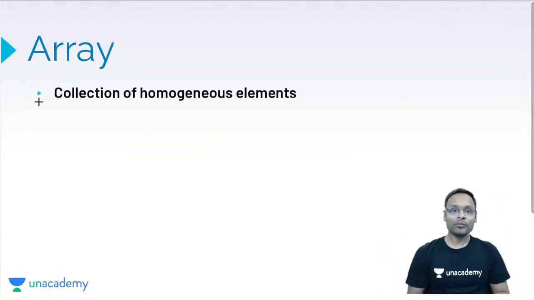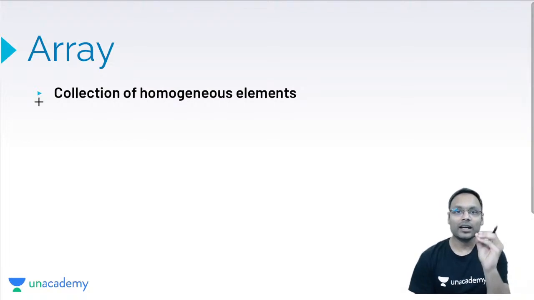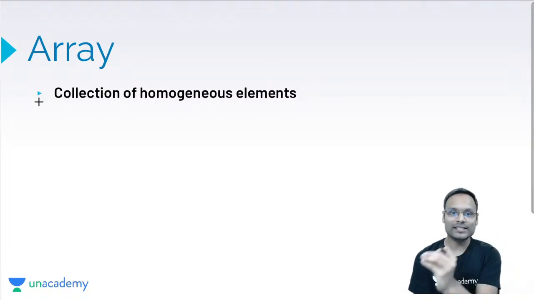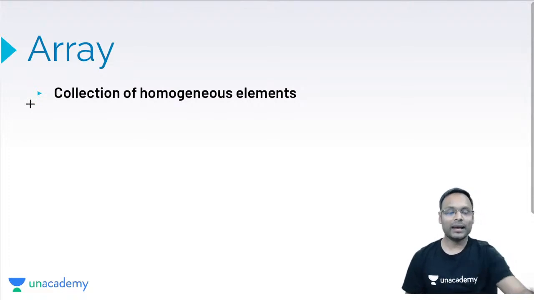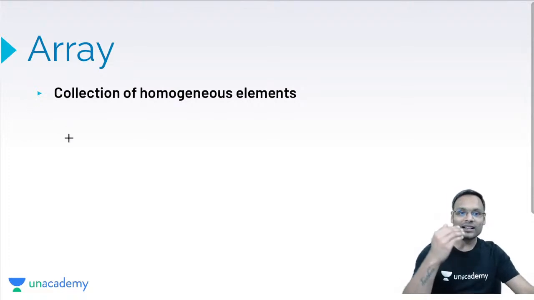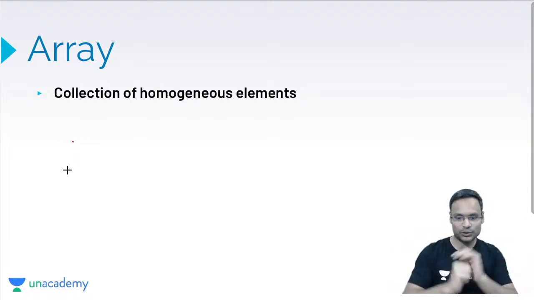So first thing which you should know, what is an array? An array is a collection of homogeneous elements. What is the meaning of homogeneous elements? Homogeneous is nothing but similar data type elements. So an array is a collection of similar type of elements. You all know that? Yes, you all know that.